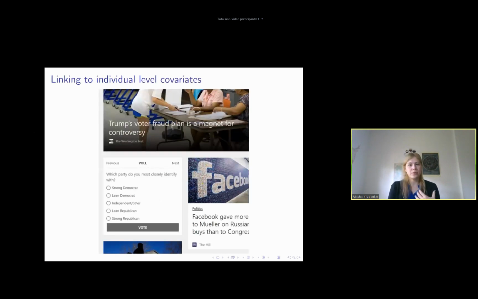One of the really useful things about Bing data and about having this data at the individual level, so I have an ID number and I can see what that particular ID searched over a period of time, is that I can link it to individual level covariates. The way that I do that is by using a survey on the MSN.com front page or the MSN.com news politics page. Here's an example of one of these survey questions that tends to be important in my work because I study partisan identification: which party do you most closely identify with? And this is a poll on the page. It's entirely opt-in.